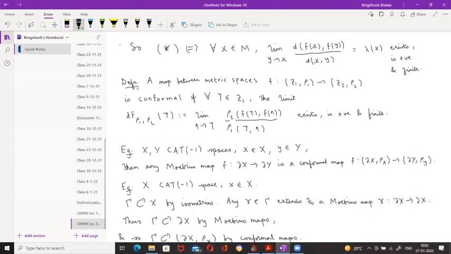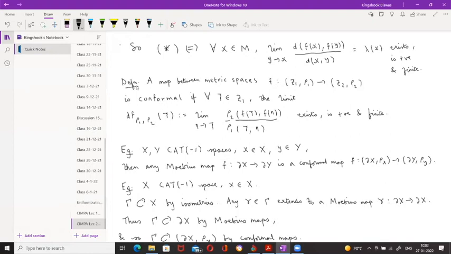And we've already seen examples of conformal maps. If X, Y are CAT(-1) spaces, and I choose base points little x in X and little y in Y, then we saw last time that for any Mobius map f from boundary X to boundary Y, this limit exists. So therefore, any Mobius map is a conformal map from del X with the visual metric rho x to del Y with the visual metric rho y.